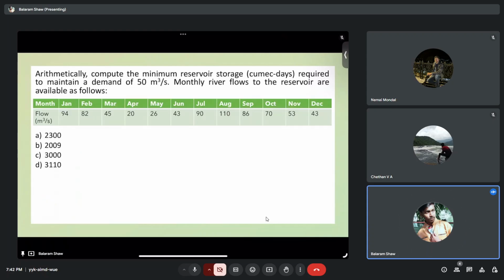Next question is, arithmetically compute the minimum reservoir storage, or Qmax days, required to maintain a demand of 50 meter cube per second. So there is a constant demand of 50 meter cube per second. Now the monthly river flows to the reservoir are available as follows. So these are the flows into the reservoir, in meter cube per second. Okay, so now what we have to do? This is very easy.